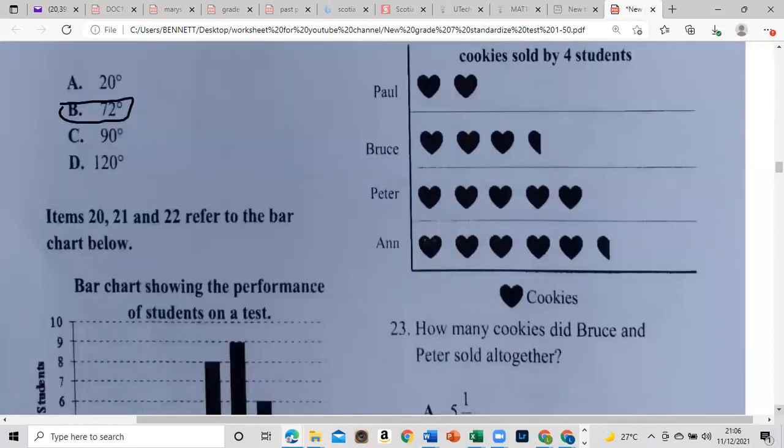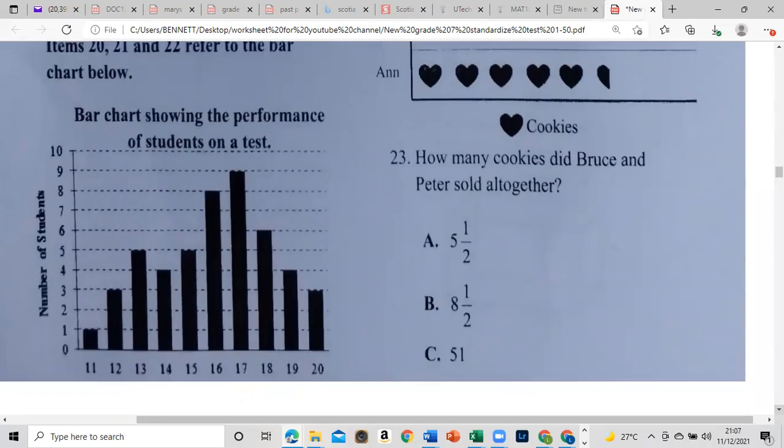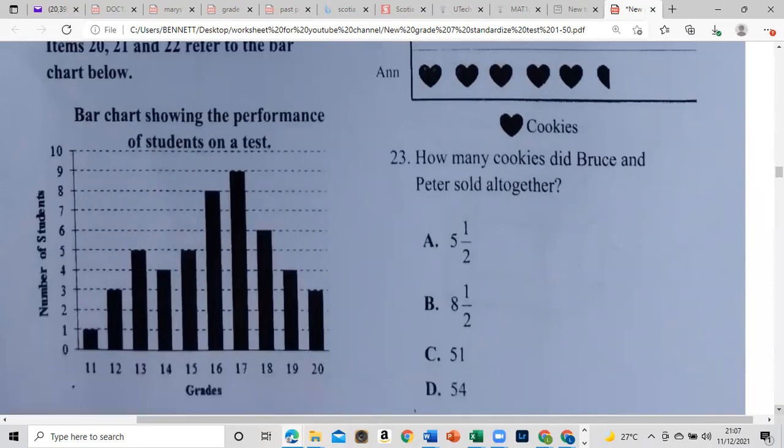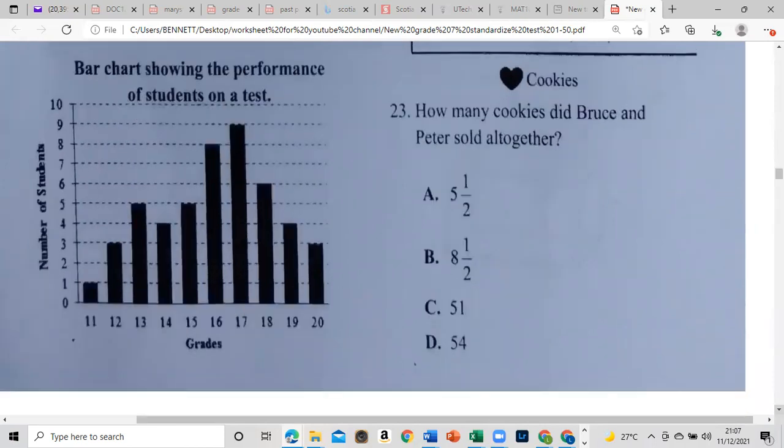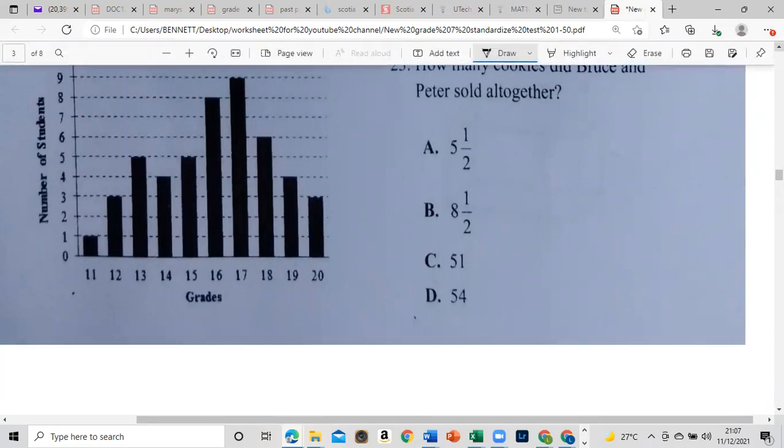Let's look at item 20. And item 20 refers to a bar graph. No, 20, 21, 22 refer to a bar chart below. So guys, you have to come back to the bar chart here. This is a very nice test though. I like it. Let's see what it asks. Oh no, I don't see a question. Right, I guess it's up here. Let me just go there. Up here.